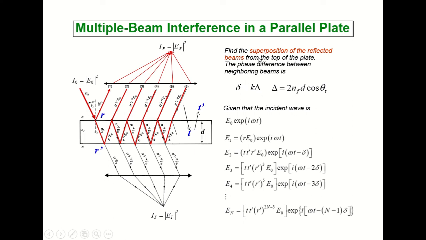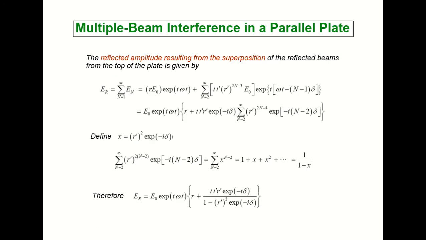And the main thing is, in the superposition of the reflected beams from the top of the plate, the phase difference between neighboring beams is delta equal to k delta, which is similar to what we represented as 2 nf d cos theta. In our discussion we represented it as 2k d cos theta; we can introduce nf here as well. So the reflected amplitude from the superposition of the beams reflected from the top of the plate, ER, will be a combination of all these, and then you will get a final solution corresponding to that.